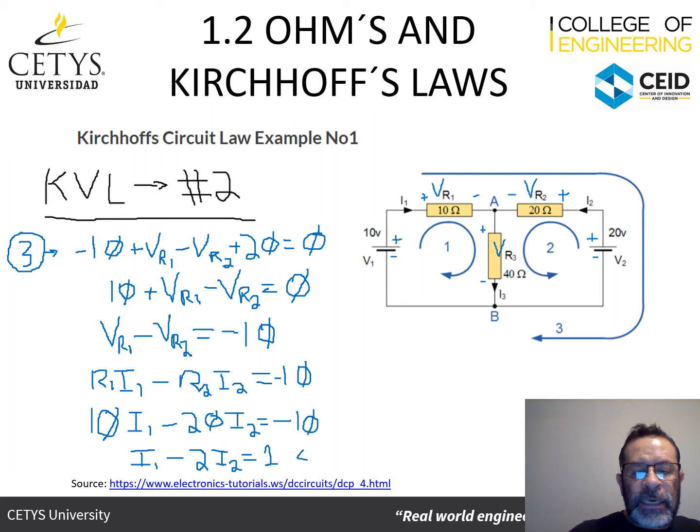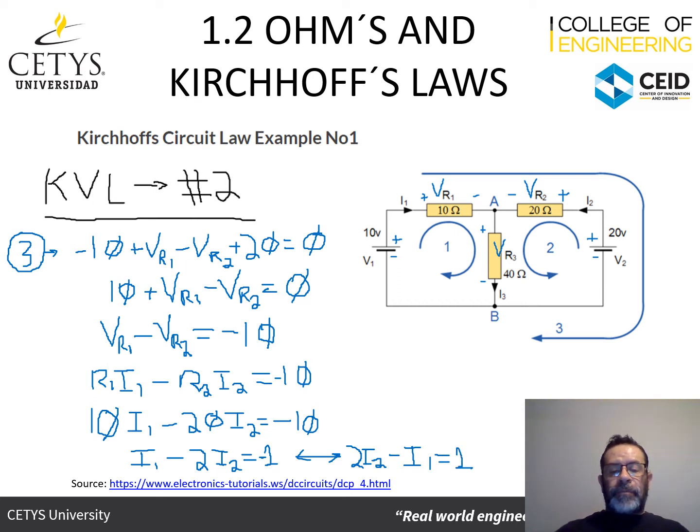And this same minus 1, I'm sorry, minus 1. And this is equivalent to having 2I2 minus I1 equals 1. Multiplying everything by minus 1, the two equations would be equivalent, and so this would be the equations for loop number 3.